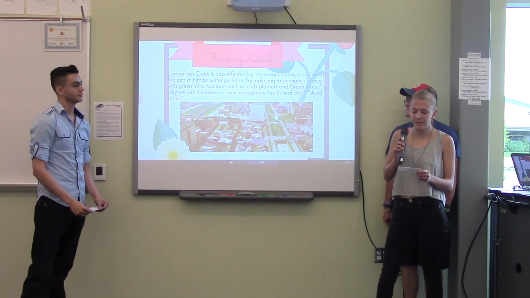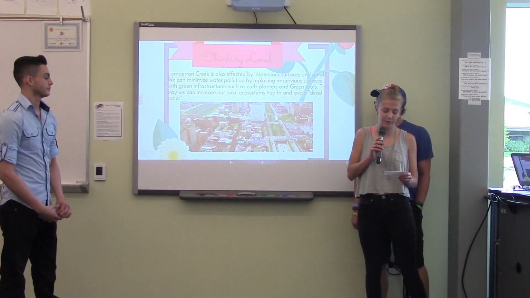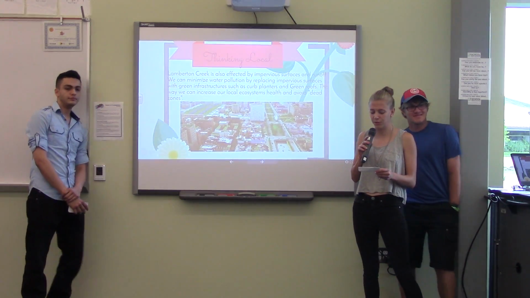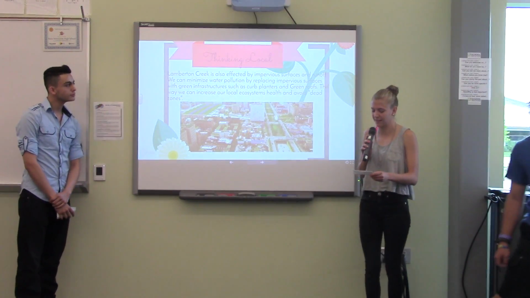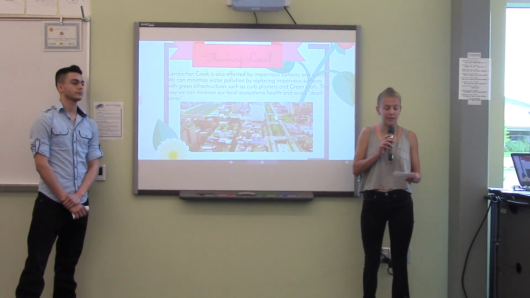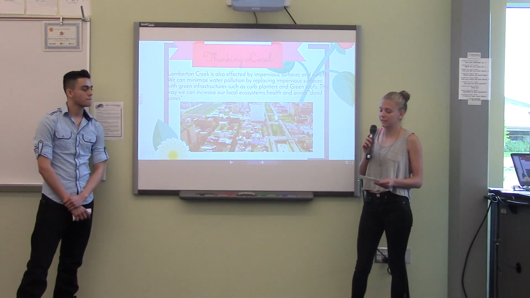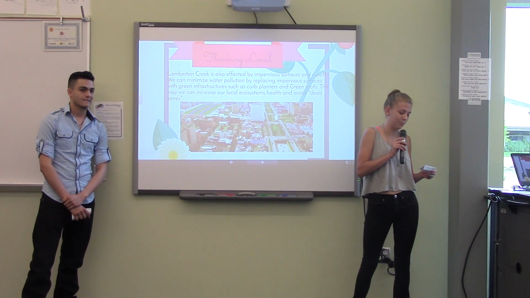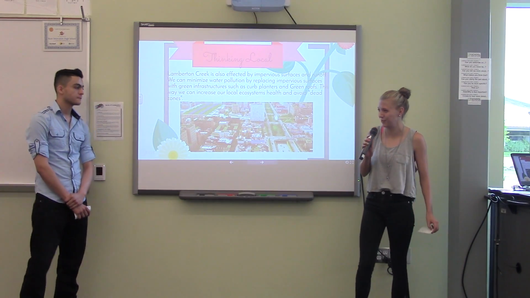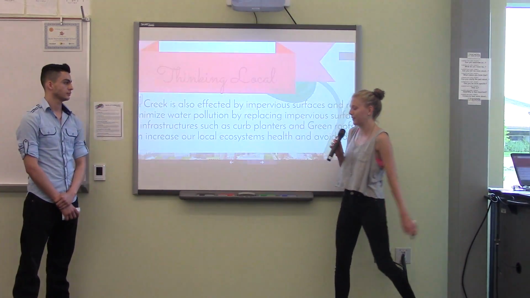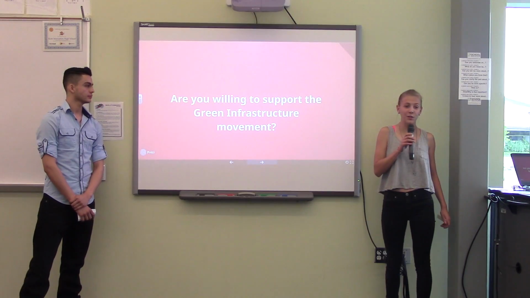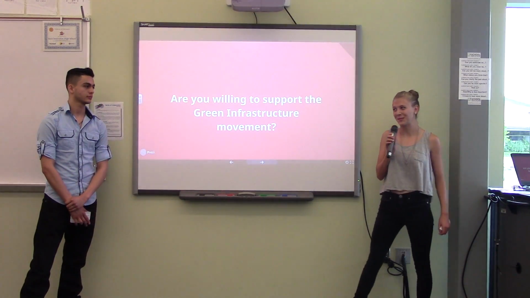Okay, so impervious surfaces impact the local Lamberton Creek. We can diminish water pollution by replacing impervious surfaces with green infrastructure, like curb planters and green roofs. Eventually, our local ecosystem's health will increase and we can avoid dead zones. So here's the big question: are you willing to support the green infrastructure movement?